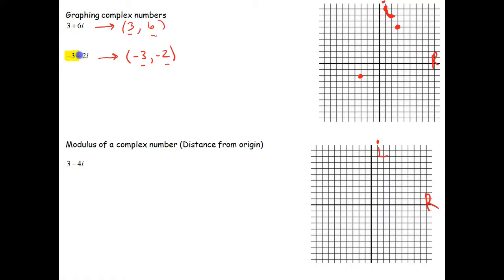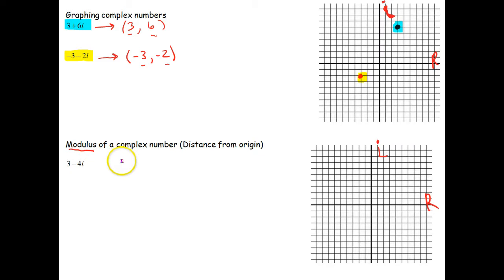So now -3 minus 2i is graphed in that position, and 3 plus 6i is graphed in that position. So the first one is in quadrant 1 and the second one in quadrant 3. Very similar to the XY coordinate plane. So now we need to discover what is the actual modulus of this.